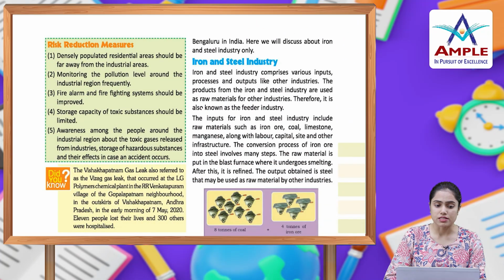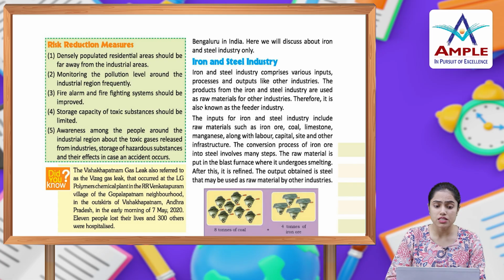Risk reduction measures. Densely populated residential areas should be far away from the industrial areas. Monitoring the pollution level around the industrial region frequently. Fire alarm and fire fighting system should be improved. Storage capacity of toxic substances should be limited. Awareness among the people around the industrial region about the toxic gases released from industries, storage of hazardous substances and their effects in case an accident occurs.